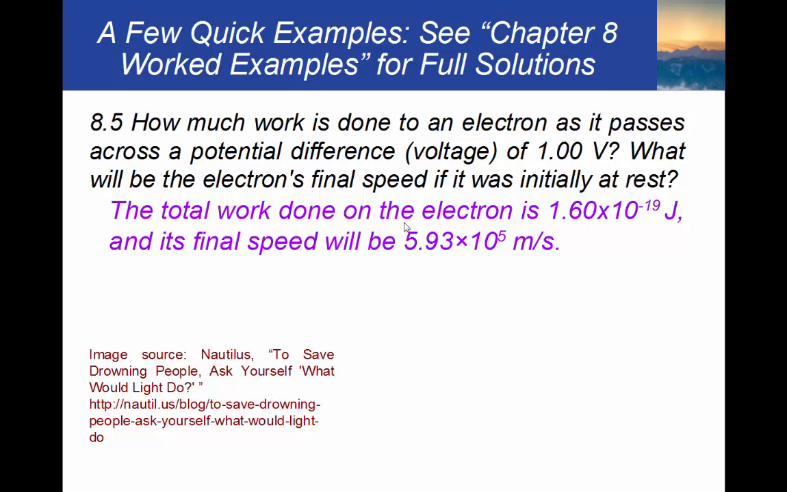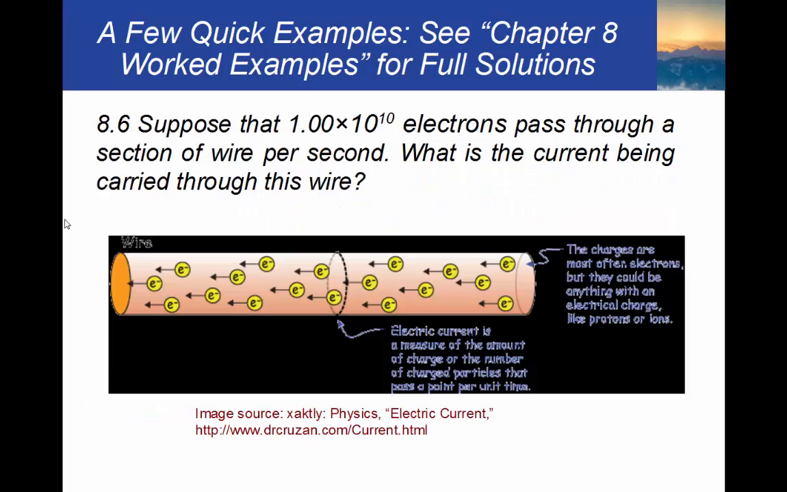So that's the total amount of work that's going to be done to an electron, and how fast the electron will be moving after it's moved across a voltage drop of 1 volt. And of course we need to round it off to 3 significant figures, so that becomes 593,000 meters per second.